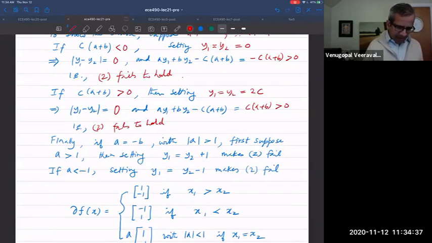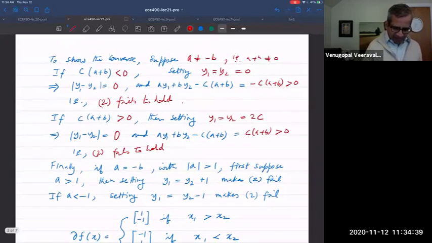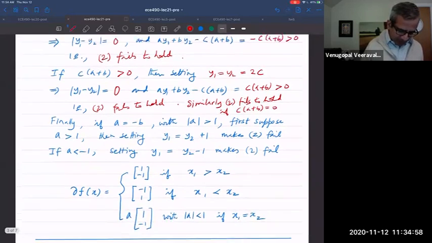And you can similarly cover the case, I should probably write that down: 2 fails to hold if c times a plus b is equal to 0. So you can do that at home.